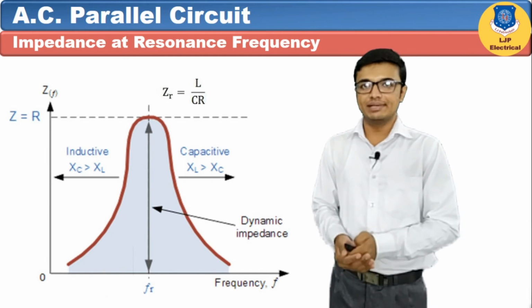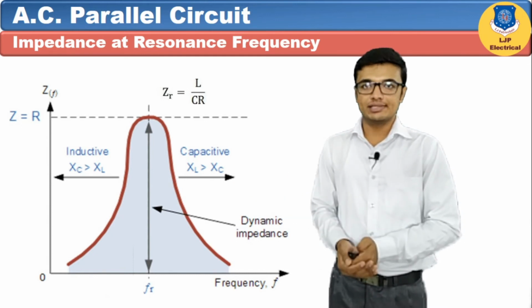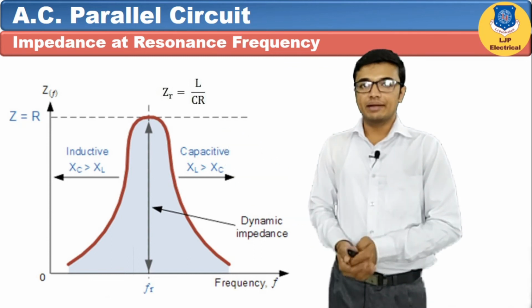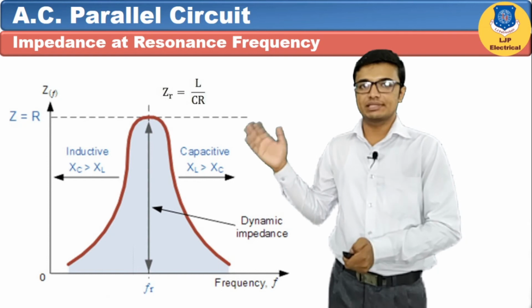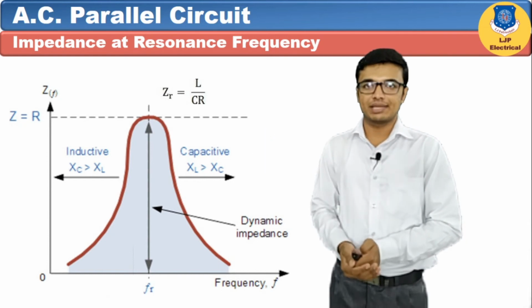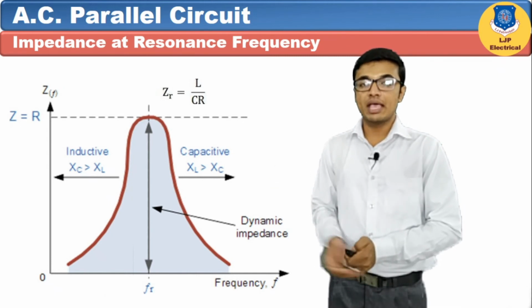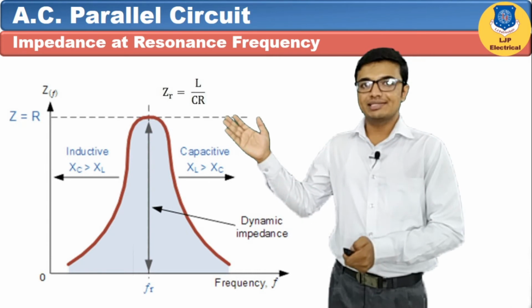If we increase the frequency, then net susceptance will decrease. So net reactance will increase. At the same time impedance will increase. At the resonance frequency, the value of capacitive susceptance will become equal to the inductive susceptance. Hence net susceptance will become zero. As net susceptance is zero, net reactance will be very high. So impedance will be very high. That is ZR is equal to L divided by RC.